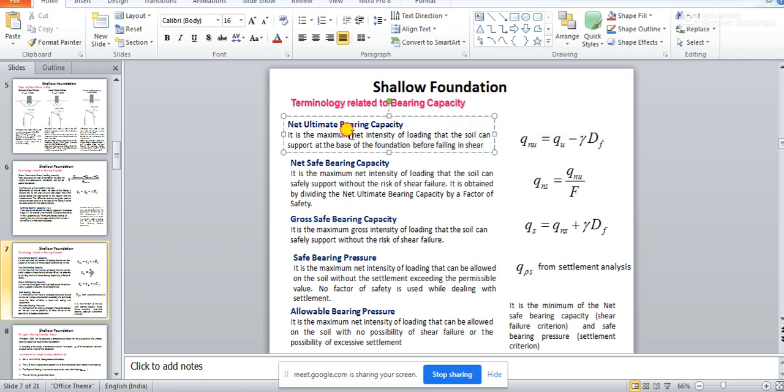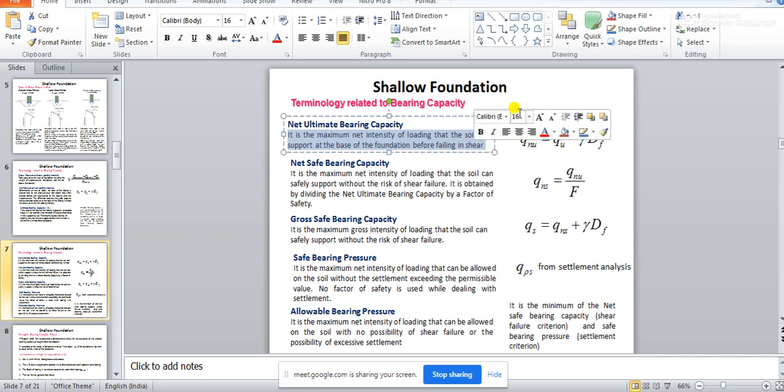So, see, this is important, maximum net intensity. And what is net intensity? Net intensity means you just subtract the overburden pressure from the ultimate bearing capacity of soil. Very simple. Mathematically it is very simple, but terminologically, if you want to define it, you need to remember these terms very carefully: it is the maximum net intensity of loading which the soil can support at the base of the foundation before failing in shear.